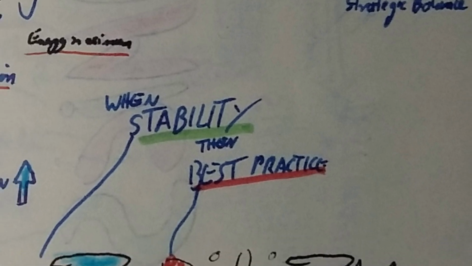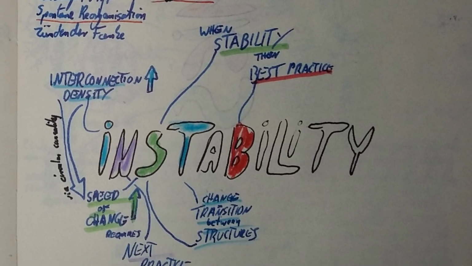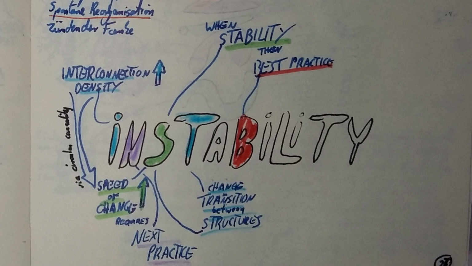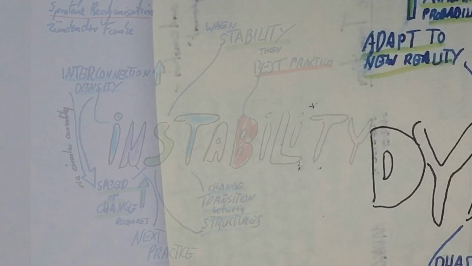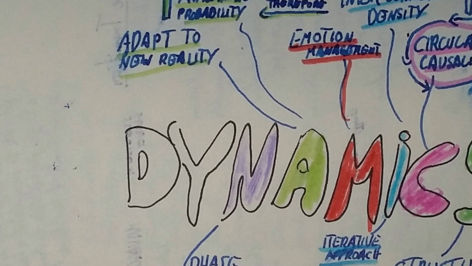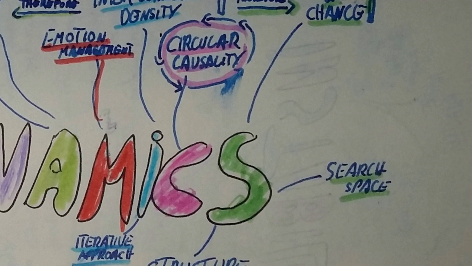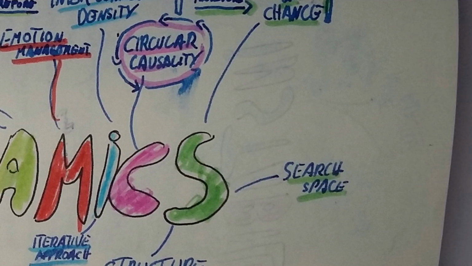So my central word was instability, but then I said when stability, then best practice, and that somehow didn't really fit. So I put the CaWas away and I started a new CaWas. And after a little bit more mulling over, I decided to use dynamics instead of instability. Once I decided on dynamics, things started to fall into place.